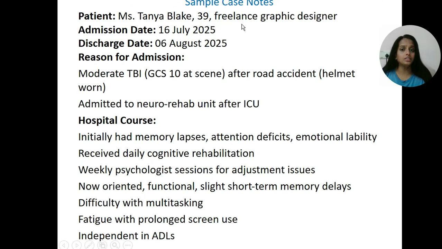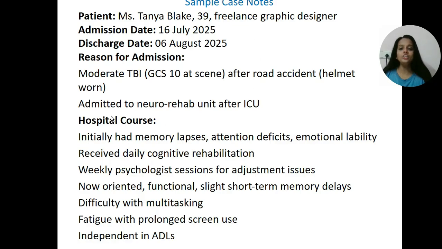Patient Miss Tanya Blake, 39, freelance graphic designer. Admission date 16 July 2025. Discharge date is 6th August 2025. And the reason for admission is moderate TBI after road accident. Admitted to neuro rehabilitation unit after ICU.